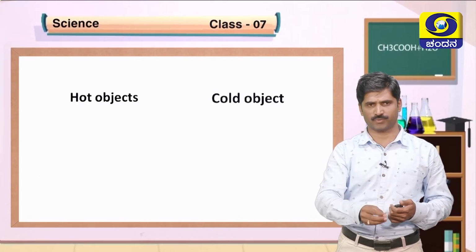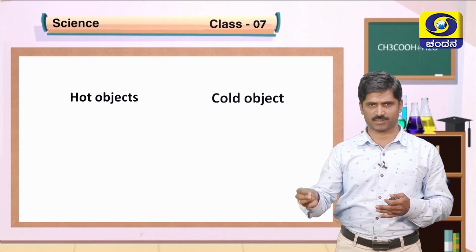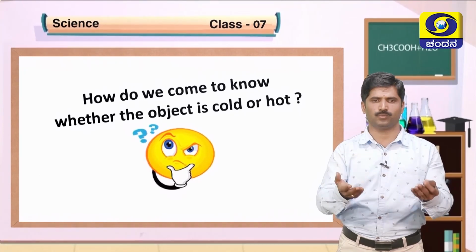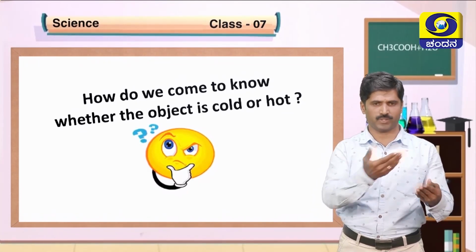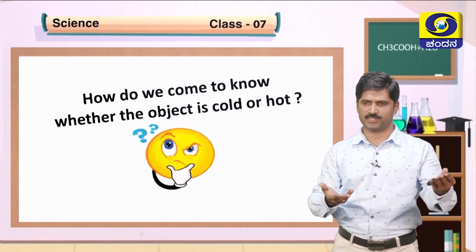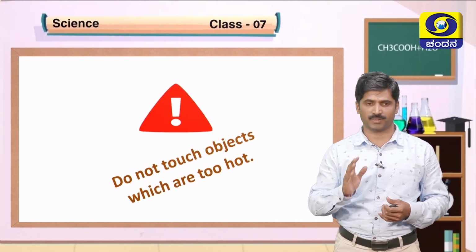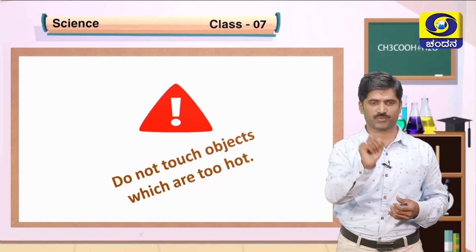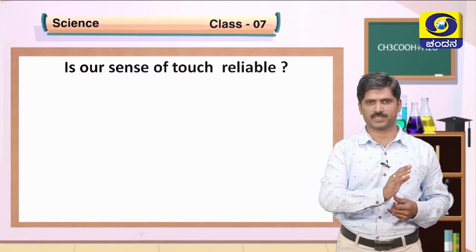Make a list of 5 things which are hot and another list of 5 objects which are cold. Now I have a question for you. How do we come to know whether an object is cold or hot? It is very simple. We touch the object and we will come to know, and we will say whether it is hot or cold. But we should keep in mind that we should not touch objects which are too hot. They may hurt you.